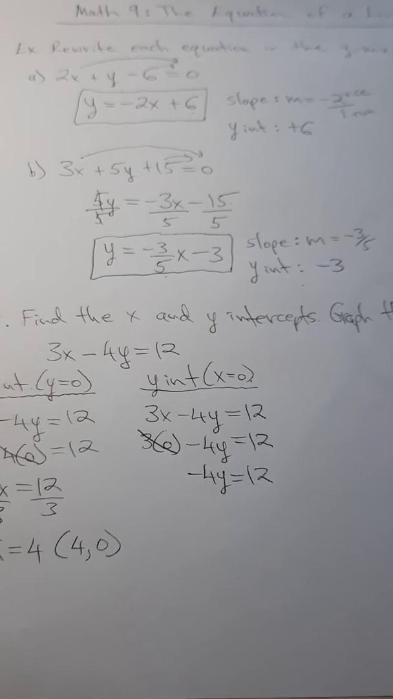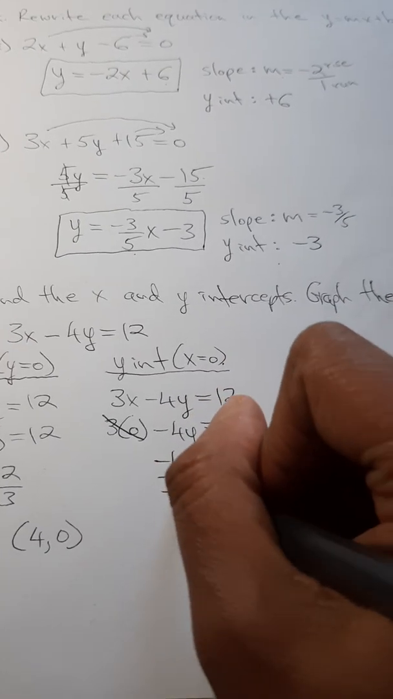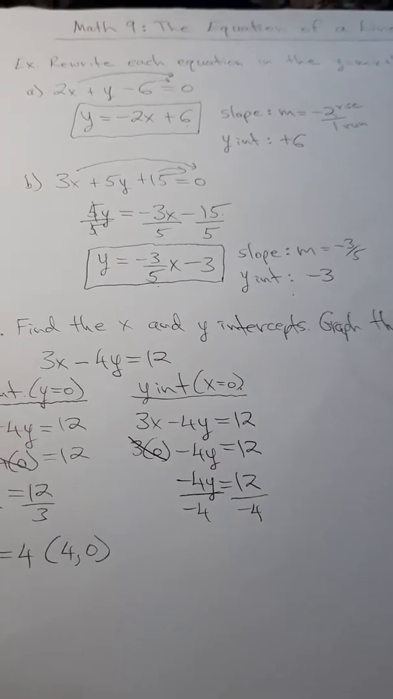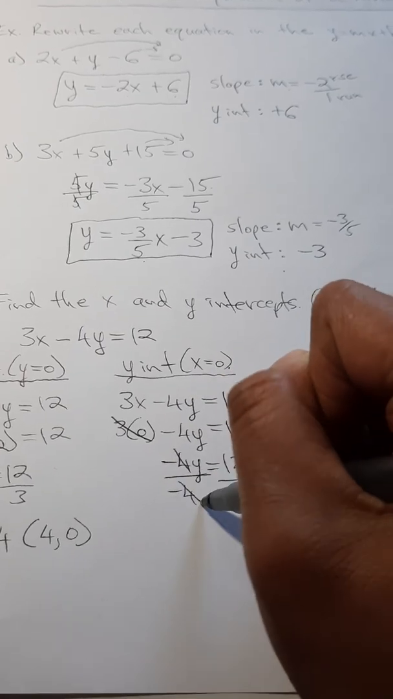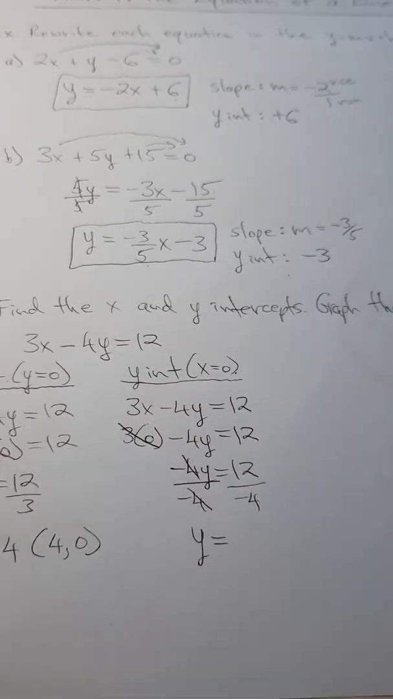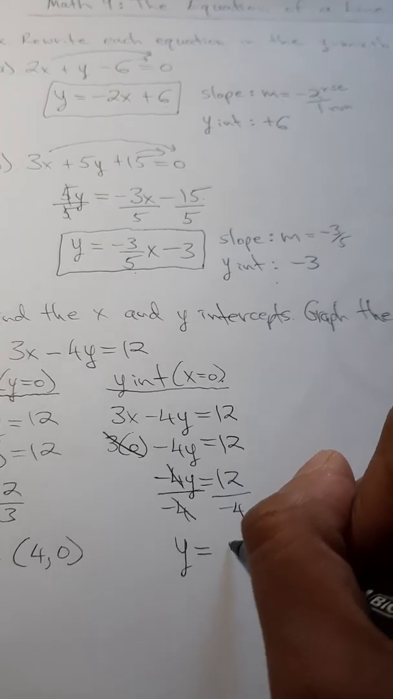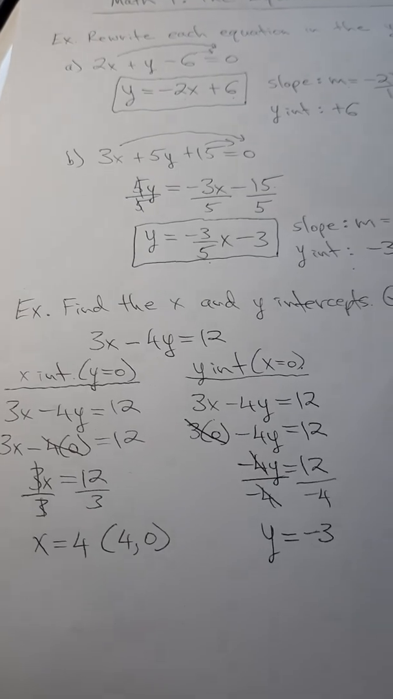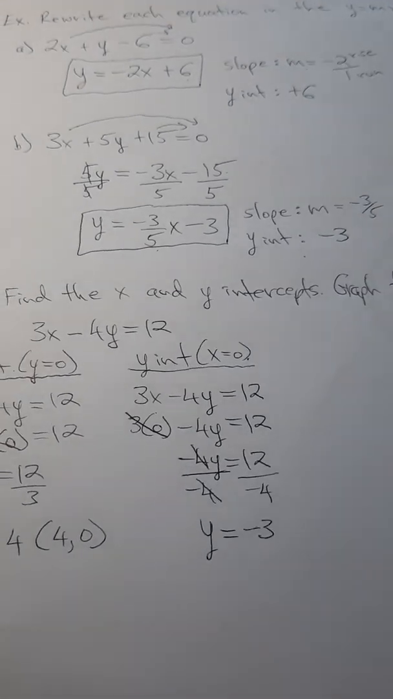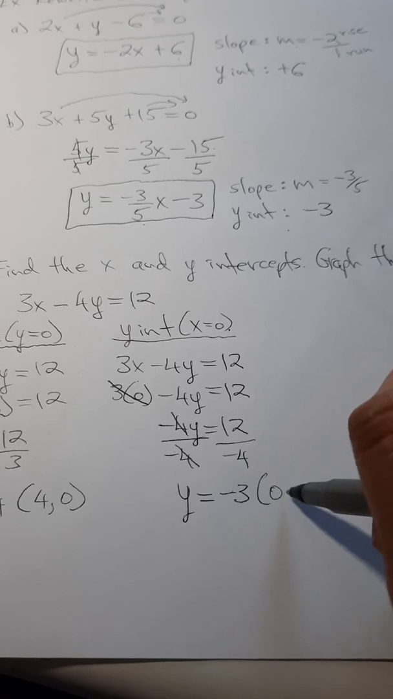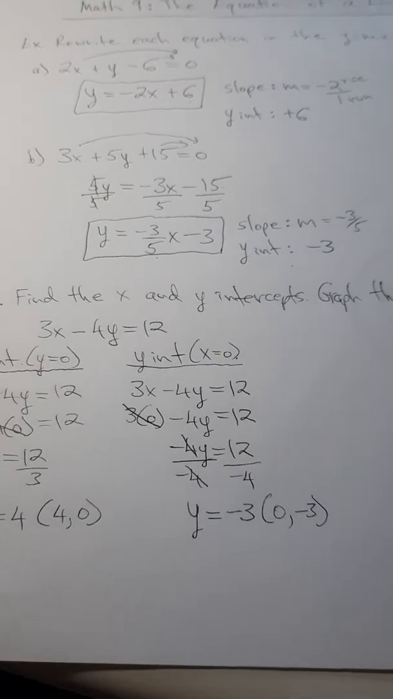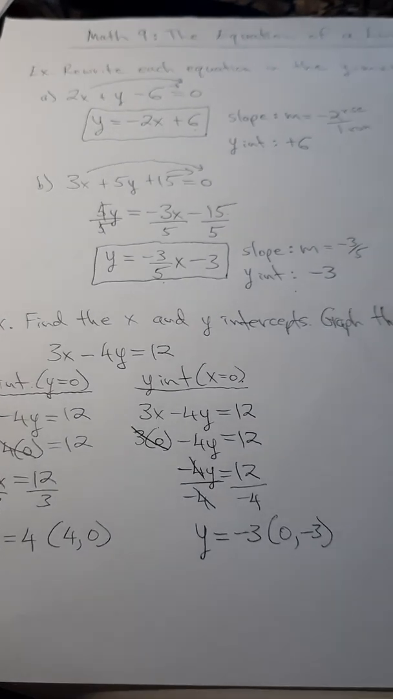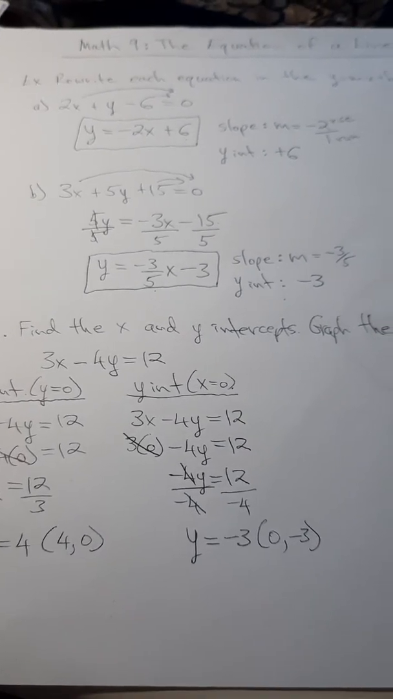And we're looking for the value of y, so we're going to just divide by negative 4 on both sides. When you divide by negative 4, I notice negative 4 divided by negative 4 is 1. And the y value is 12 divided by negative 4, which is negative 3. Notice that the x-intercept is 4 and 0, whereas the y-intercept, we substituted x as 0, so 0 and negative 3. Also recall that you only need 2 points or 2 coordinates to graph out the line.